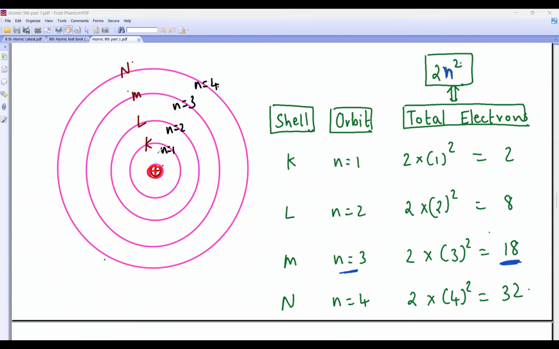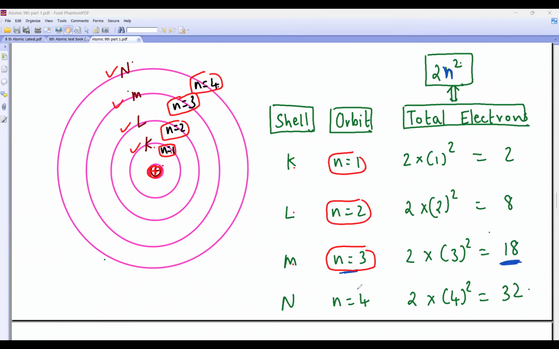Nucleus. This first shell is known as K, L, M, N. So, how do we represent this? N is equal to 1, first shell. This is second shell, this is third shell, fourth. Okay, so K, L, M, N. N is equal to 1, N is equal to 2.